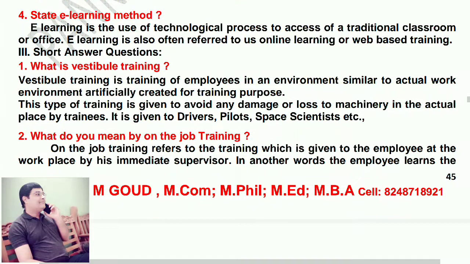State e-learning method. E-learning is the use of technological process to access a traditional classroom or office. E-learning is also often referred to as online learning or web-based training. So e-learning means with the help of internet you can learn, as in a traditional classroom or office. So online training is known as e-learning.